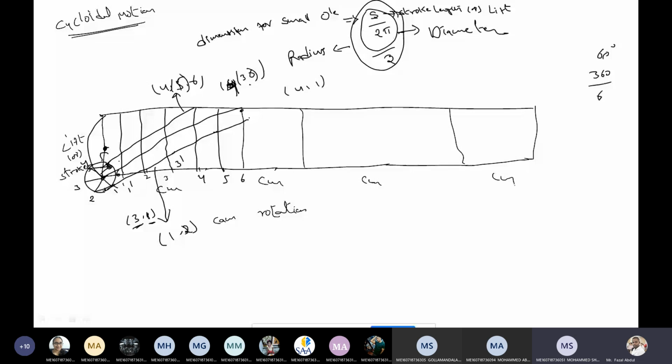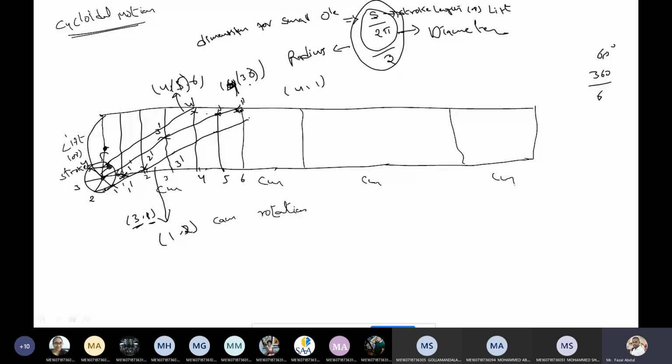I'm drawing with freehand. I am not using any instruments here. Okay, sir. So one line is going to touch here. It should touch. 1 dash. And the second line touching here, that is 2 dash. Third line is touching here, that is 3 dash. Fourth line is touching here, 4 dash. 5 dash, 6 dash. Like that, all points should touch.